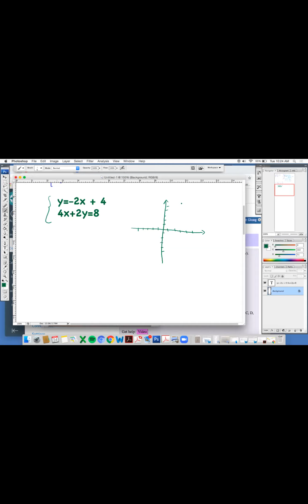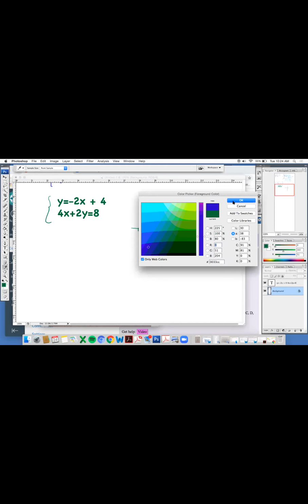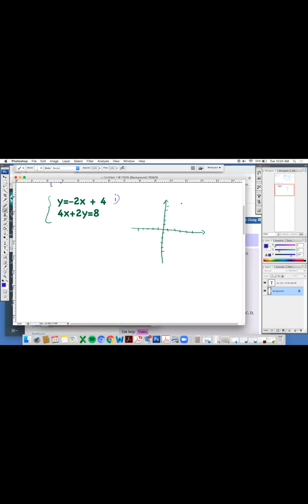Okay, so let me go through the problem now. I'm going to graph the first equation. This is already in y equals mx plus b form. So I started at 4 on the y-axis, 1, 2, 3, 4. And then my slope is -2/1, okay? I'm gonna go, this is 4, down 2 units, 1 to the right. So this is my equation right here, equation number 1.